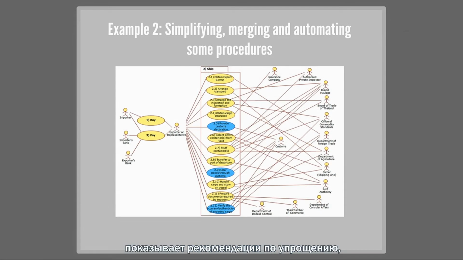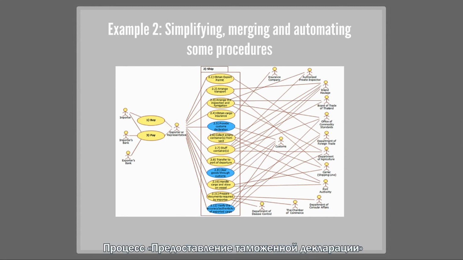The second example illustrates a recommendation of simplifying, merging, and automating some procedures as shown in these figures. By examining the use case diagram for the BPA study of rice exportation, we propose that three separate business processes or three use cases as highlighted in this figure can be merged into just one business process. Provide customs declaration, clear goods through customs, and verify accuracy and authenticity of exported cargo can be firstly simplified, merged, and then automated into one streamlined process.